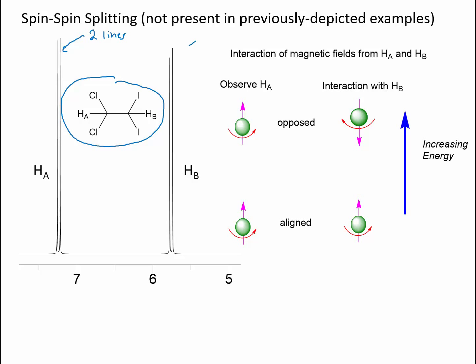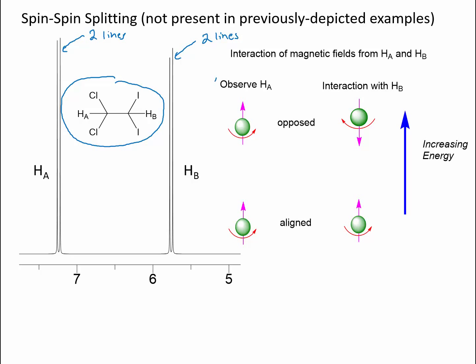The signal for HB is also 2 lines. And this has to do with the interaction of the external magnet with the hydrogens of HA, and how HA's 2 spin orientations can affect HB.